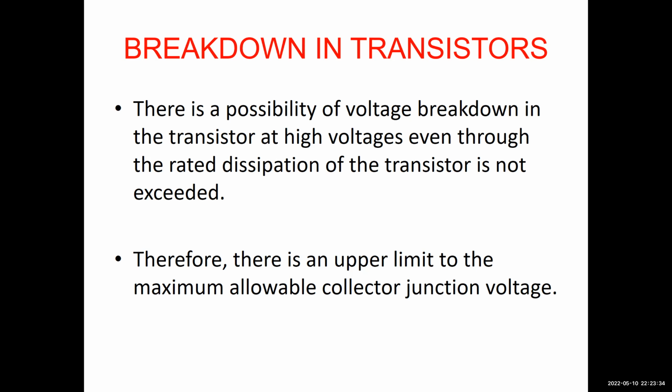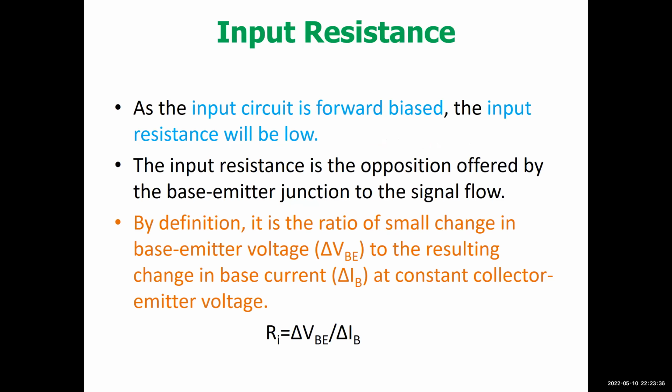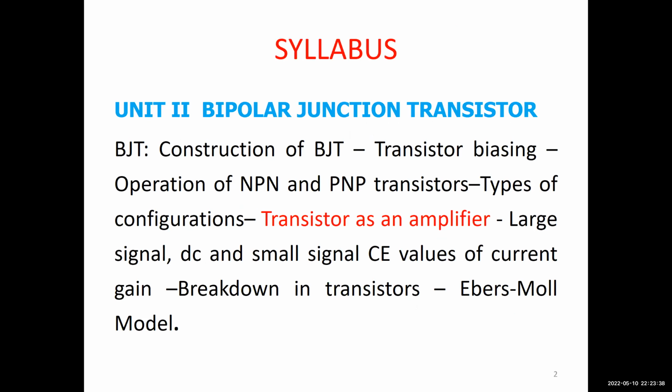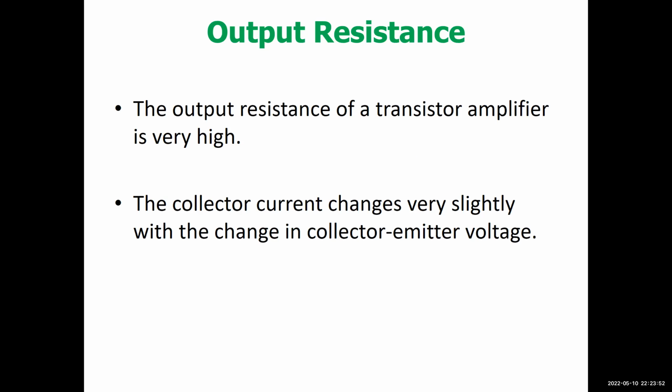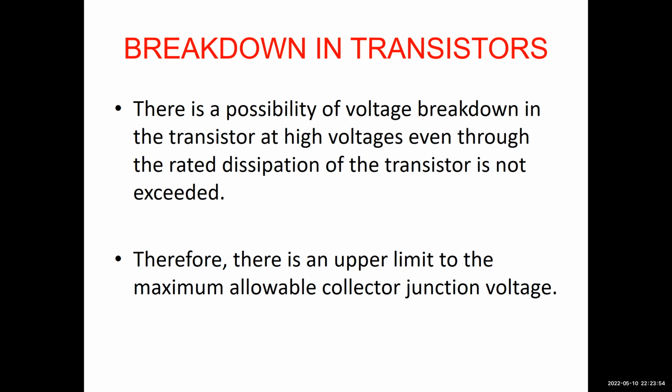So already we have discussed the breakdown concept, transistors and amplifier. After this we have completed. Today we are going to discuss the breakdown in transistors. We already discussed in the PN junction diode what breakdown is. Breakdown means the device is going to the off condition.